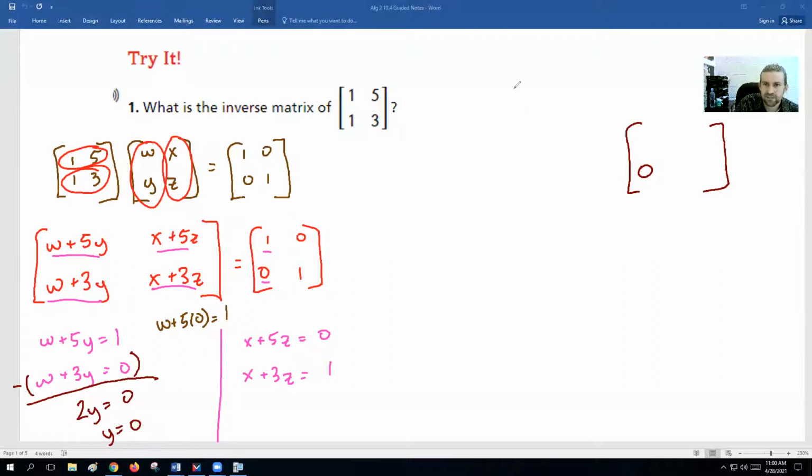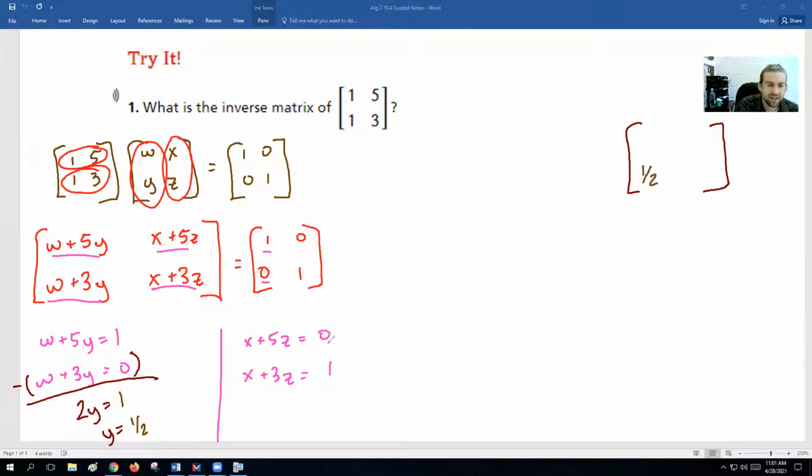Wait, no, actually, I made a mistake. That doesn't make sense right now. That won't work for both problems. Oh boy, I forgot this part here. This makes sense: 1 minus 0 is 1. So if we divide 1 by 2, we get 1/2. So y is 1/2.